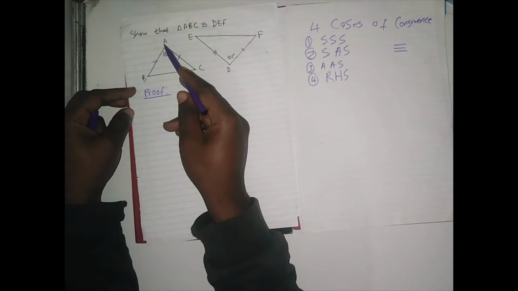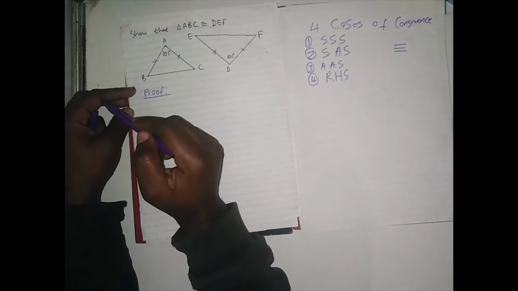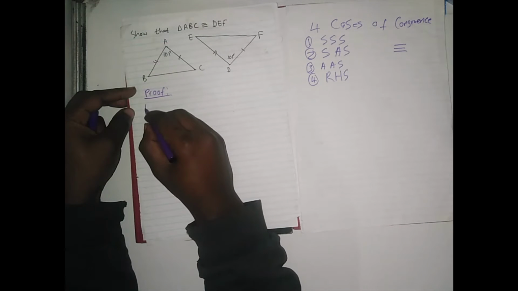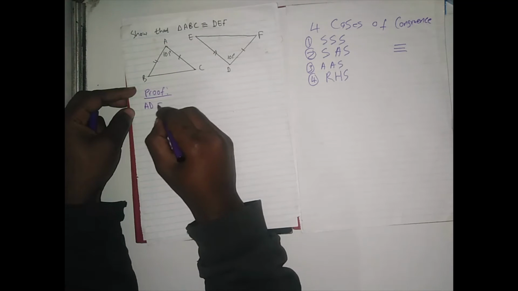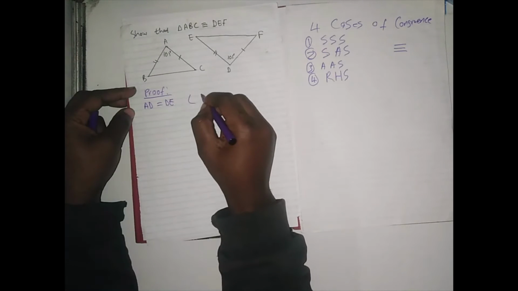In this case, I can see that AB is equal to DE. Can you see that? So AD is equal to DE. What is the reason for that? It's given.